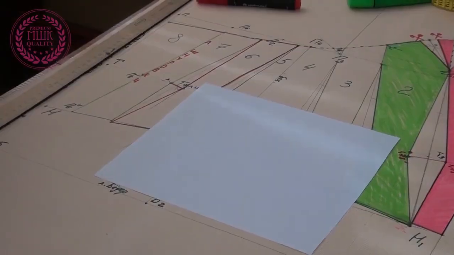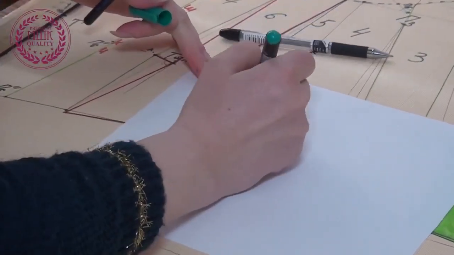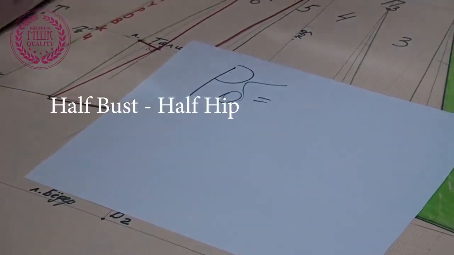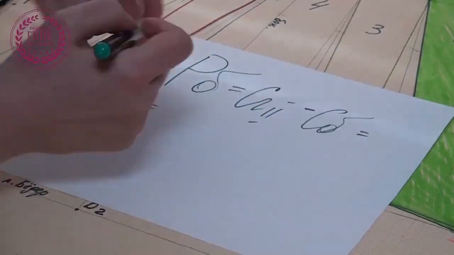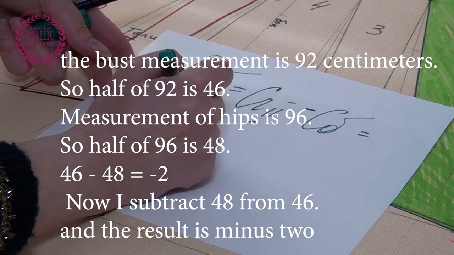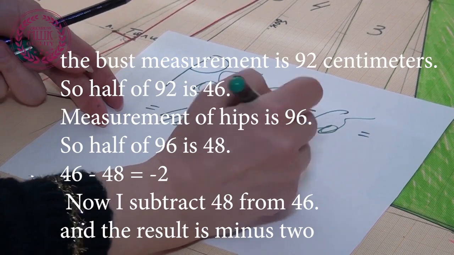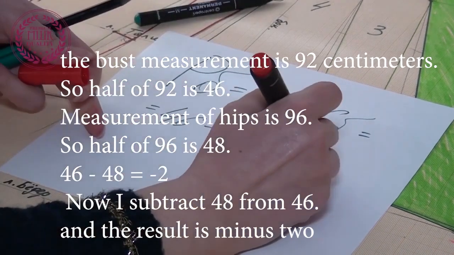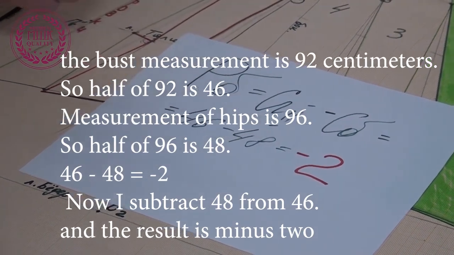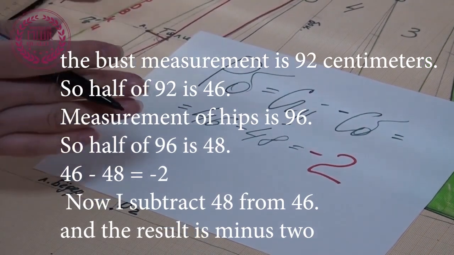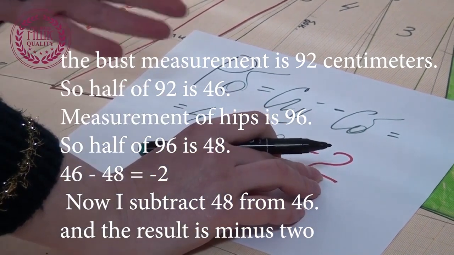Now I calculate the difference along the hip line. It is equal to half the bust measurement minus half the hips measurement. For example, the bust measurement is 92 centimeters. So half of 92 centimeters is 46. Measurement of hips is 96, so half of 96 is 48. Now I subtract 48 from 46, and the result is minus 2.